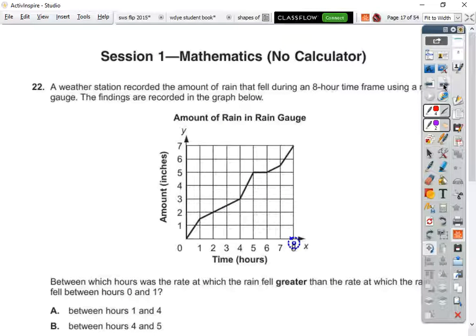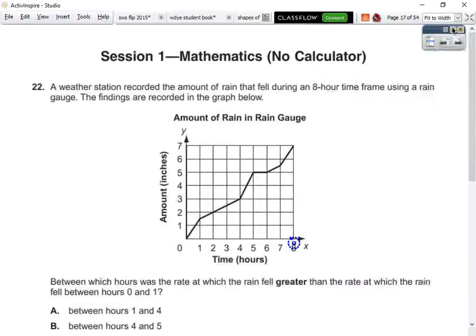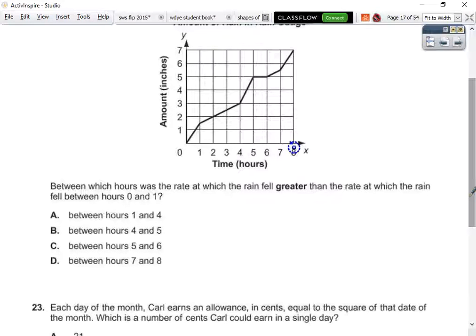22. A weather station recorded the amount of rain that fell during an 8-hour time using a rain gauge. The findings are recorded. All right. Between which hours was the rate greater than the rate in which the rain? Okay. So this has a slope of 1.5 over 1. So that's 3 over 2. This definitely was going at 2. So we want option B, because that has a slope of 2.